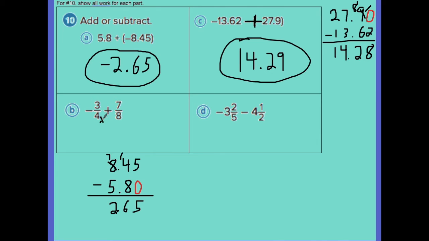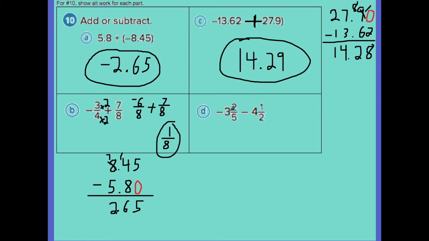Over here, we have to get common denominators. We can multiply by 2 over 2. So I get negative 6/8 plus 7/8. So now I can say, well, that's going to be out of 8, of course. Negative 6 plus 7 is 1.